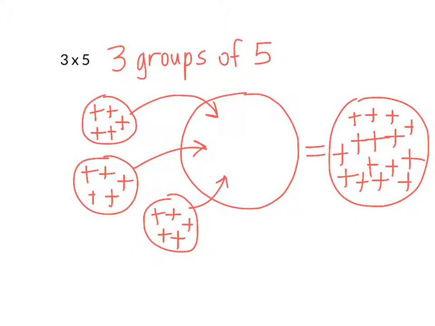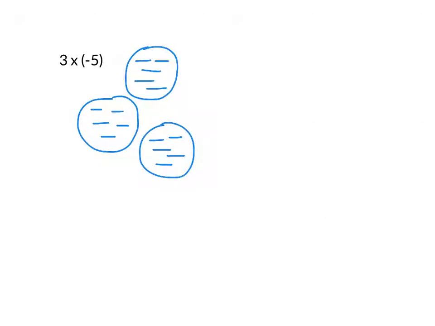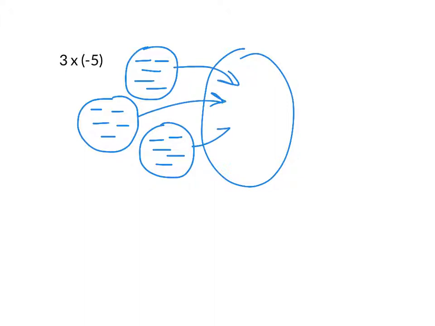Now on the number line, this is pretty straightforward. So now we just draw 3 arrows, 5 long each. So pretty straightforward and easy with positive 3 times positive 5. But now let's try 3 groups of negative 5. So now I have 3 groups with 5 negatives in them. Of course, again, they all are going in the big circle, so this equals 15 negatives.